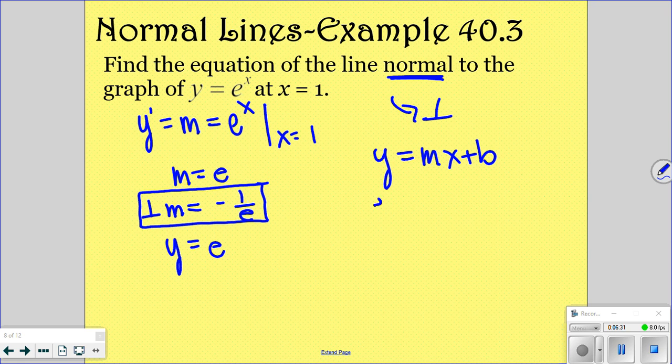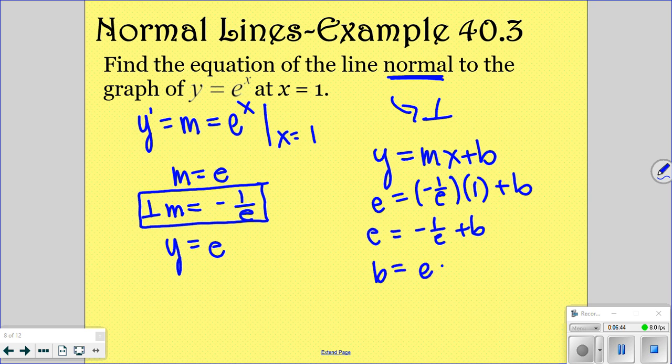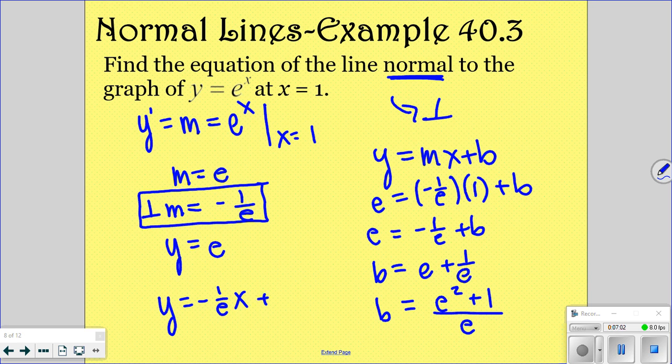So we can say e equals negative 1 over e times 1 plus b. So e equals negative 1 over e plus b. So that means that b is e plus 1 over e, which you can make as one fraction with a common denominator of e. And so it would be e squared plus 1 over e. So then your equation would be y equals negative 1 over e, x, and then plus e squared plus 1 over e. And that would be your answer.